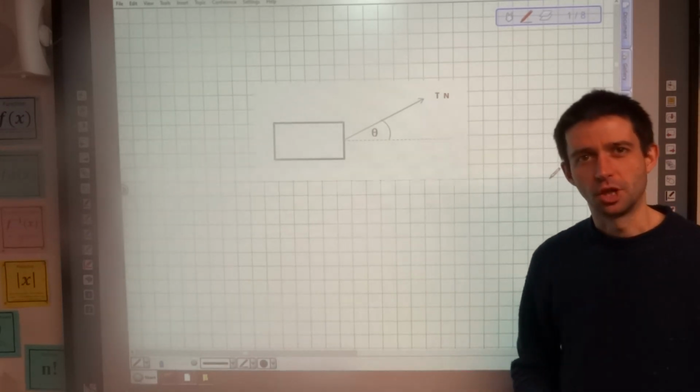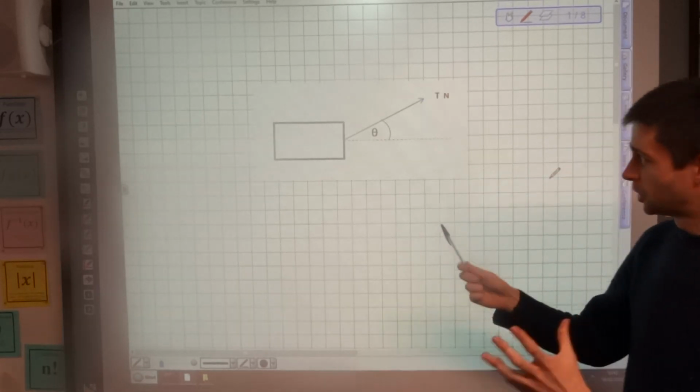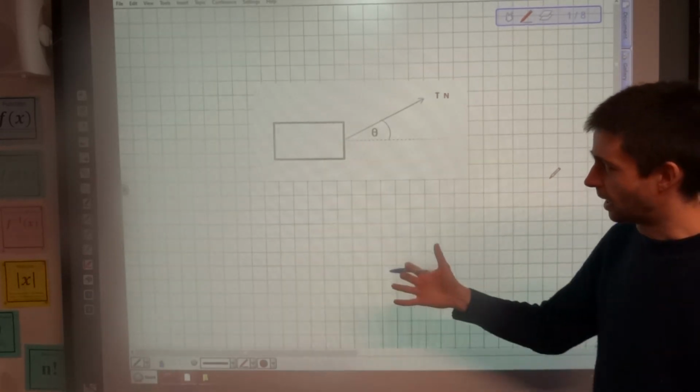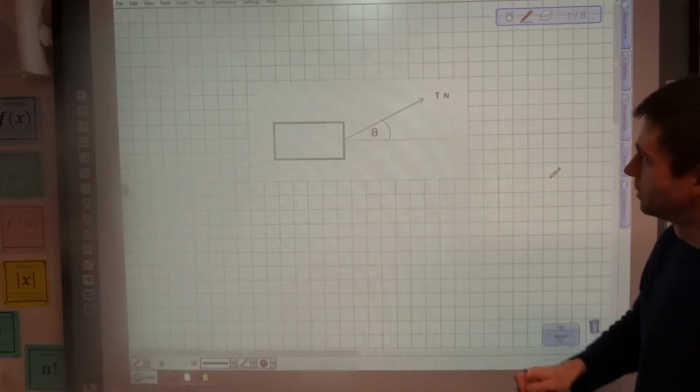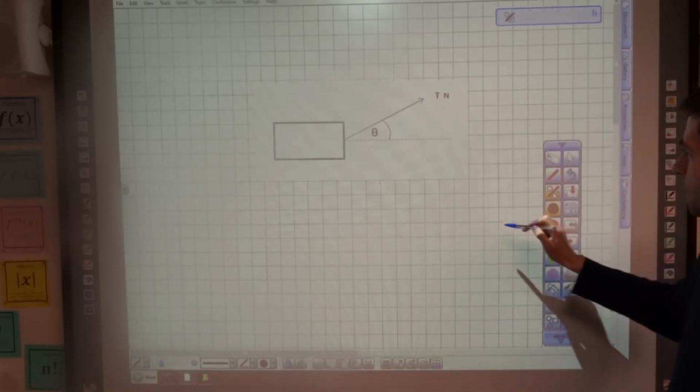This is part one of the lesson on resolving forces, and in this video I'm just going to be annotating a diagram to show how we resolve forces that are acting at an angle. So here we have a single particle, a box, and it's being acted on by a single force, which is at an angle to the horizontal.